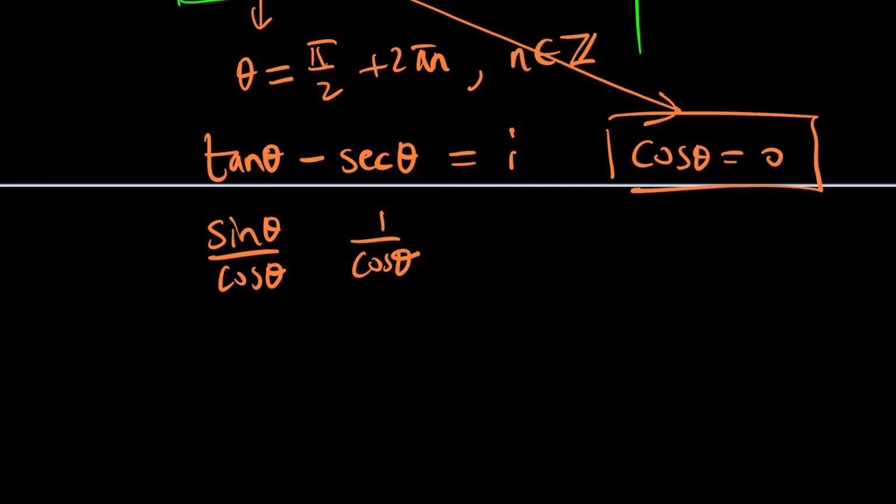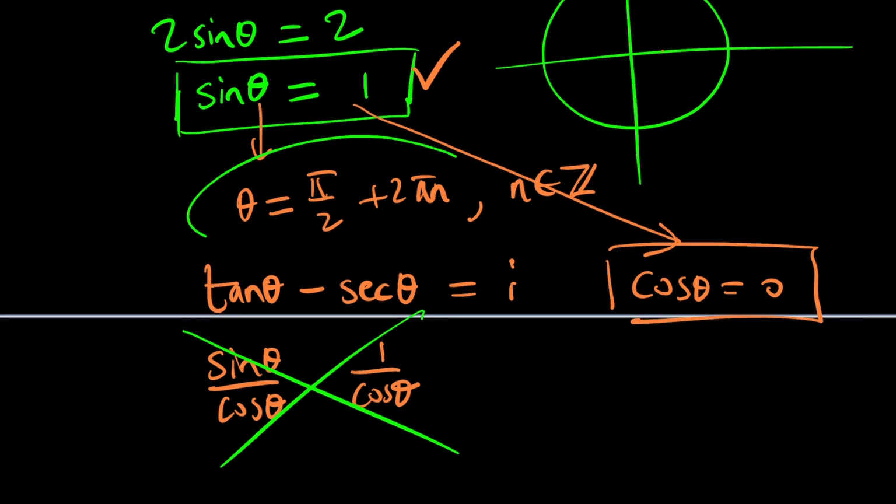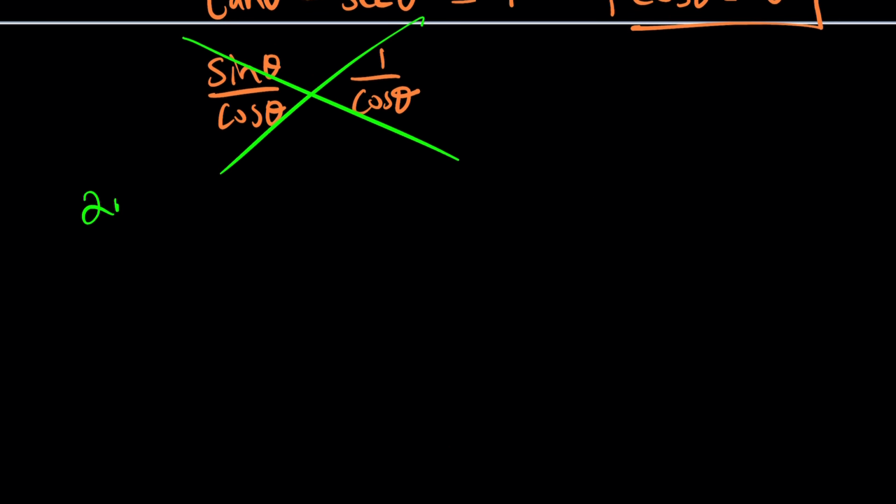Even if we had one of the problems, like let's say we had tangent minus cosecant, we would still have a problem, because you can't have a partially undefined equation. So this means that the only solution we found makes the original equation undefined. What does that mean? That means we don't have a solution, okay? Unfortunately. So how could we approach this problem from a different angle? Let's go ahead and take a look.